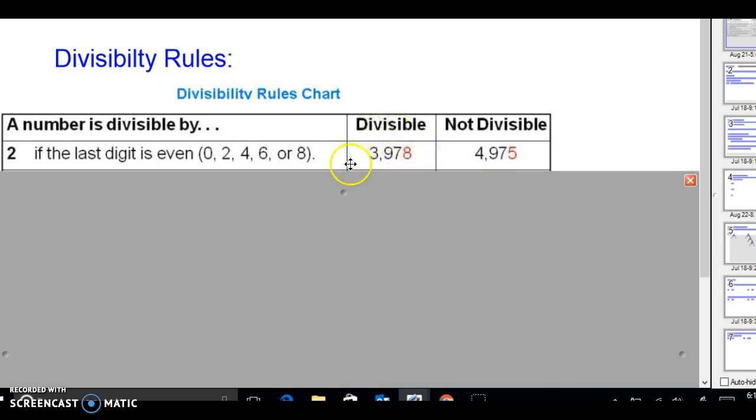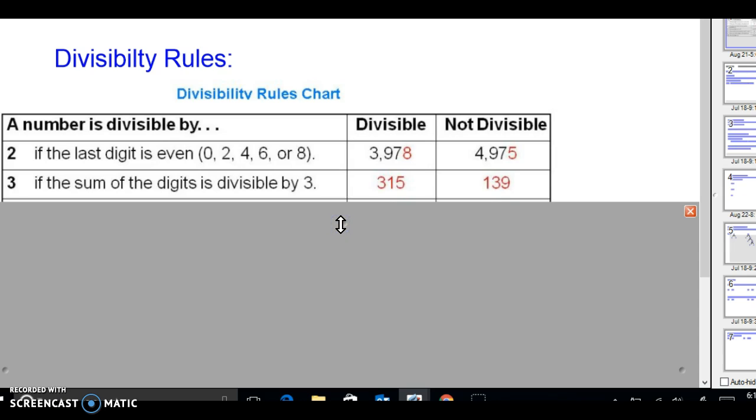So 3,978 is divisible by 2. Now, if you're looking at the next number, 4,975. 5 is an odd number, so it is not even. Therefore, it is not divisible by 2.